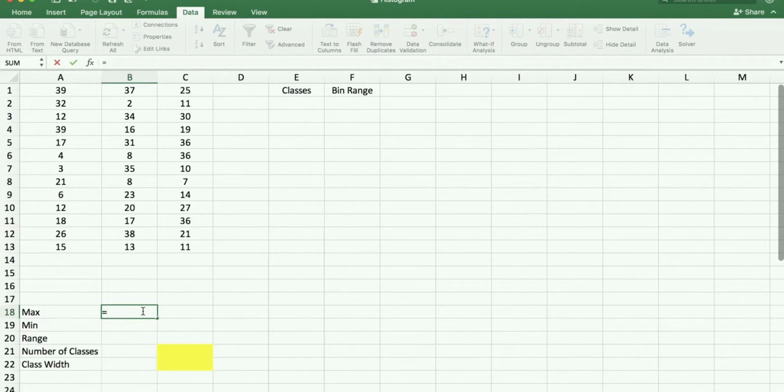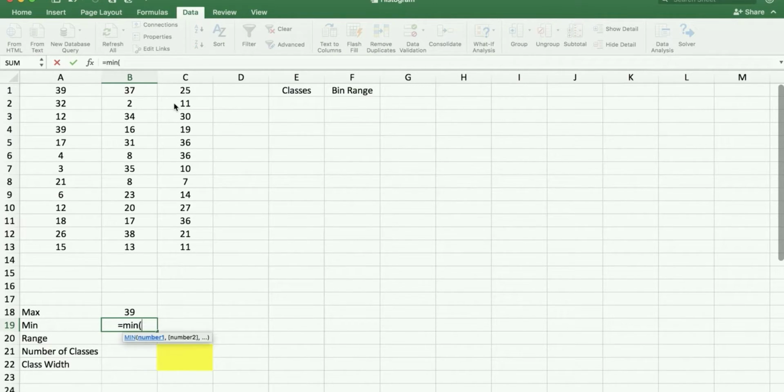The first one is going to be the maximum value in this data set. To identify that, I'm going to use the max function on Excel, which requires me to enter or select the data set that I'm interested in. So I select the region that I'm interested in, and this function will give me the maximum value in this region. Excel says that the maximum number in this data set is 39.